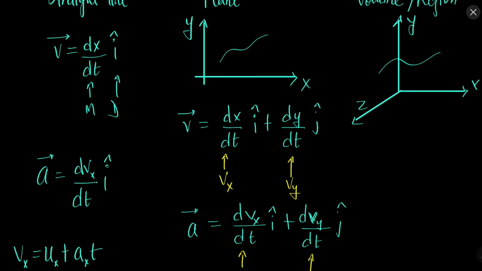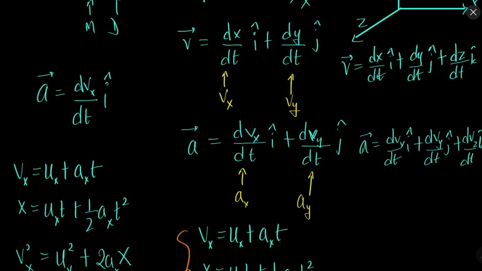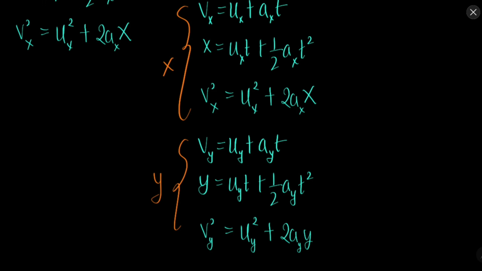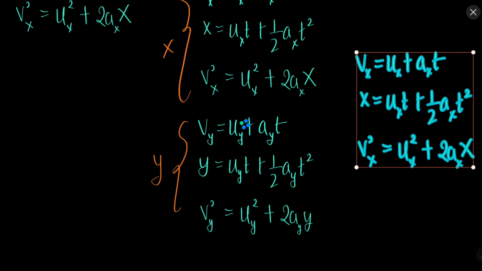So for example, velocity can be dx by dt i cap plus dy by dt j cap, and for the z axis we use k, okay. So dz by dt k cap, and similarly acceleration will be dvx by dt i cap, dvy by dt j cap, dvz by dt k cap, okay. So quite simple, and we will have three sets of equations, one each for x, y and z.